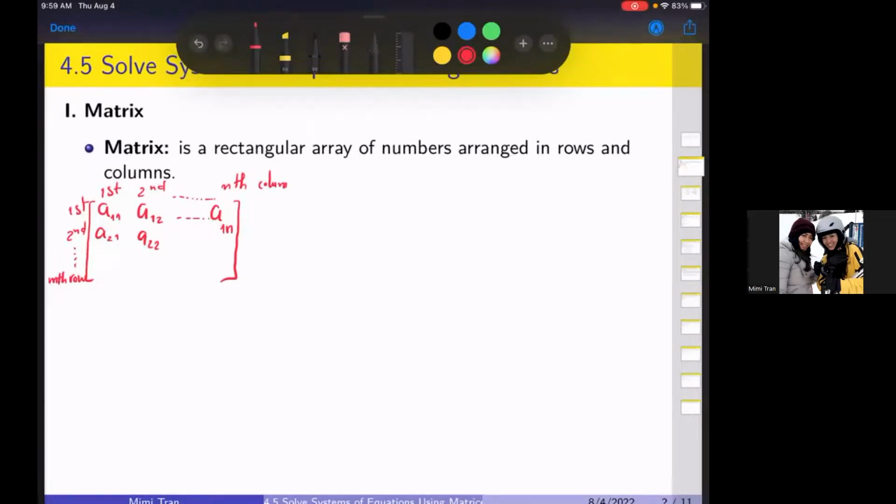And this one right here will be Am1, because you're on the mth row but the first column, and then all the way to the last one right here. What's this one, the very last one? What row? What column? Yeah, Amn. So if somebody says a matrix 3 by 2, then you know that it's 3 rows, 2 columns, right?